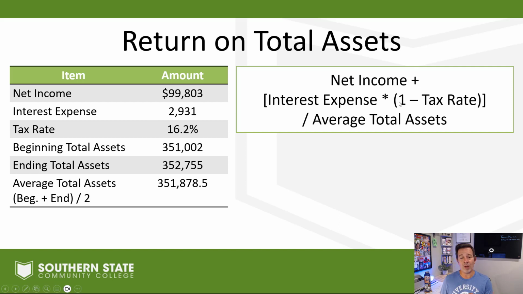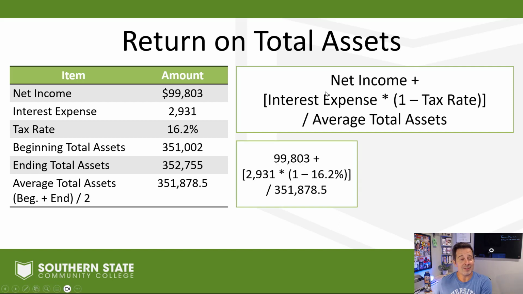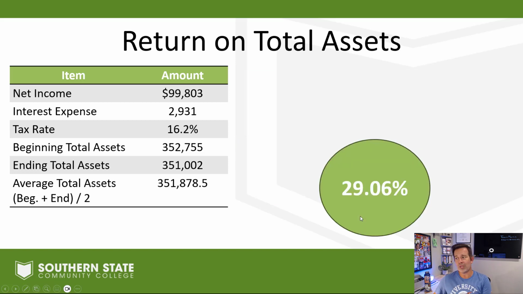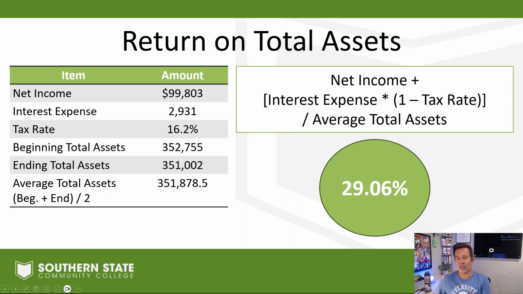So, our calculation, return on total assets: net income plus the after-tax cost of debt, interest expense times 1 minus the tax rate, divided by the average total assets. We just start subbing in numbers. We'll plug in 99,803 for net income, plus 2,931 multiplied by 1 minus 16.2%, divided by the average total assets. Taking that one step further, 1 minus 16.2% gives 0.838 or 83.8%. And so we've done the math there. Go ahead, math it all up, and you should get 29.06% when you put all that together for your calculation.